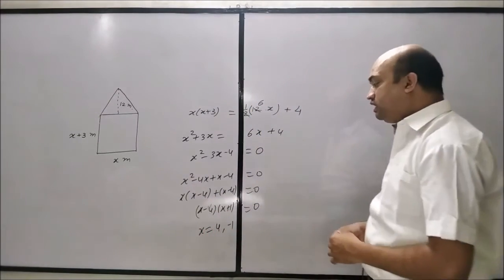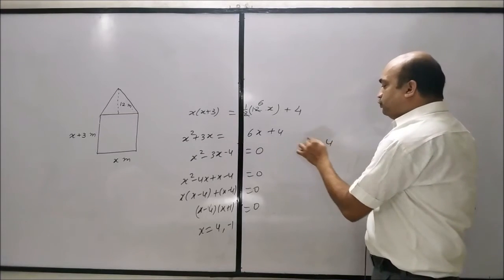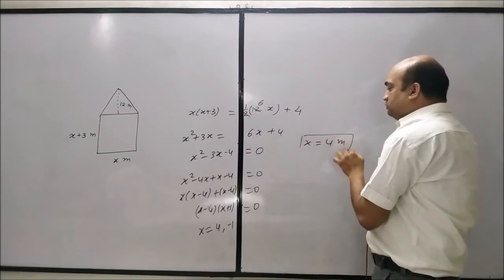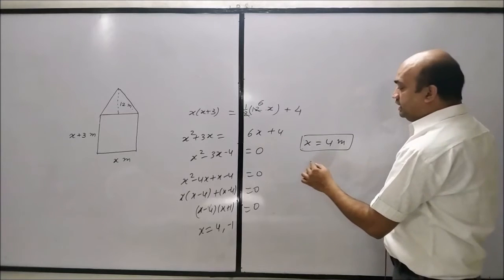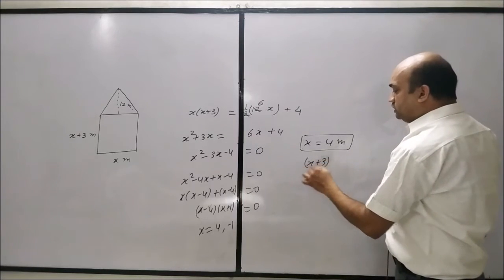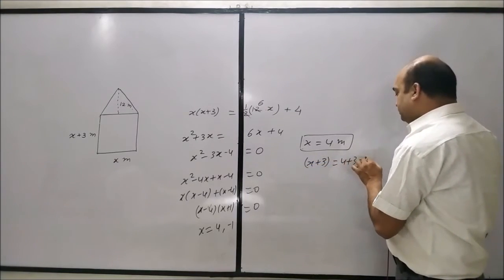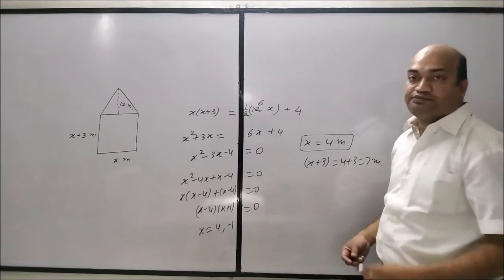This minus 1 we reject, x we will get is 4 meter. This is the breadth of the rectangle, and the length will be x plus 3, that will be 4 plus 3, that will be 7 meter. Thank you.